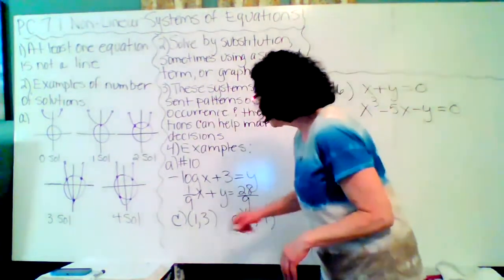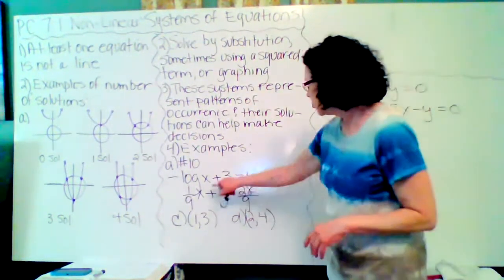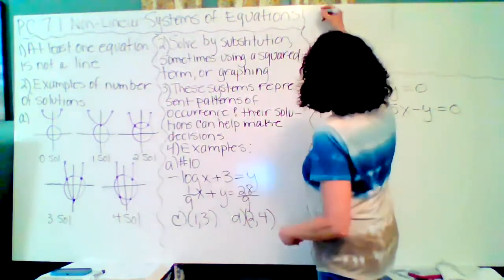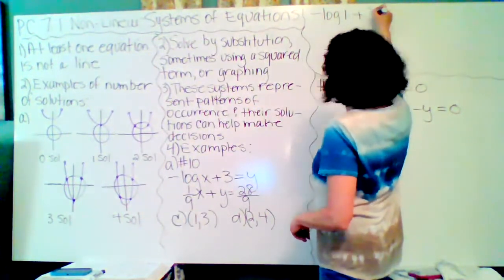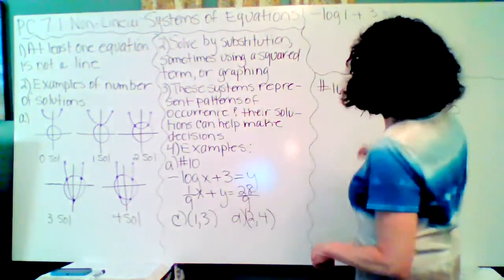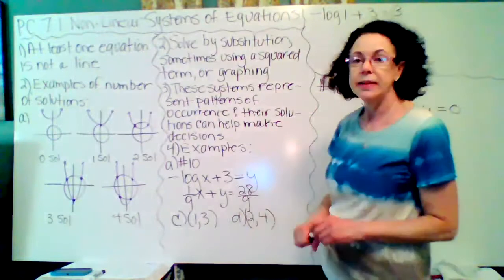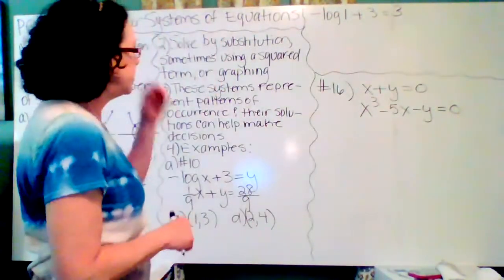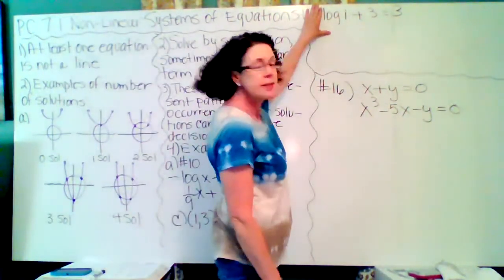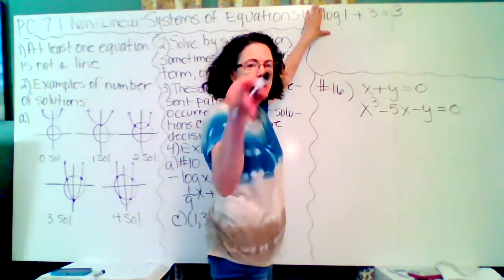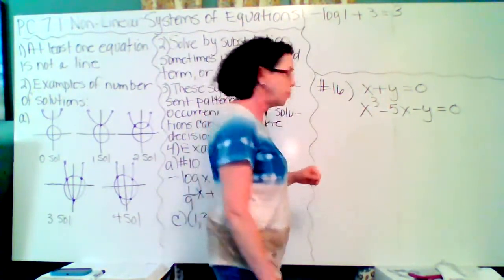So let's try the point 1, 3, meaning x is 1 and y is 3. Let's put it into the first equation that we see here. So we have negative log of 1 plus 3 equals 3. Let's first see if this is true, and if it is, then we'll try the point in the second equation and see if that's true also, to see if the system is true. Notice this is log base 10 of 1, all the way back to chapter 3, which is 0, and 0 plus 3 is 3. Okay, so far this point is working.